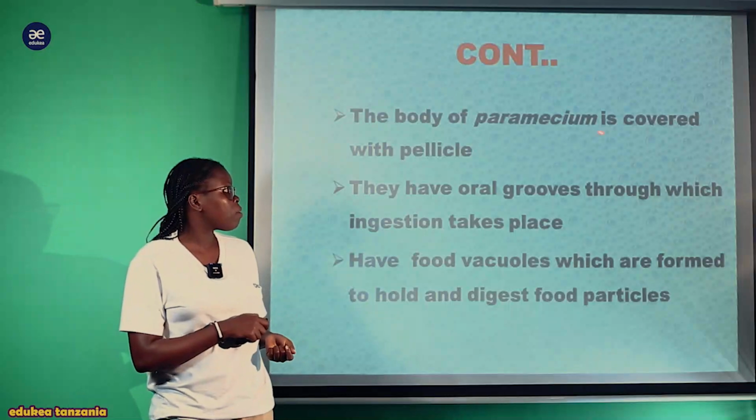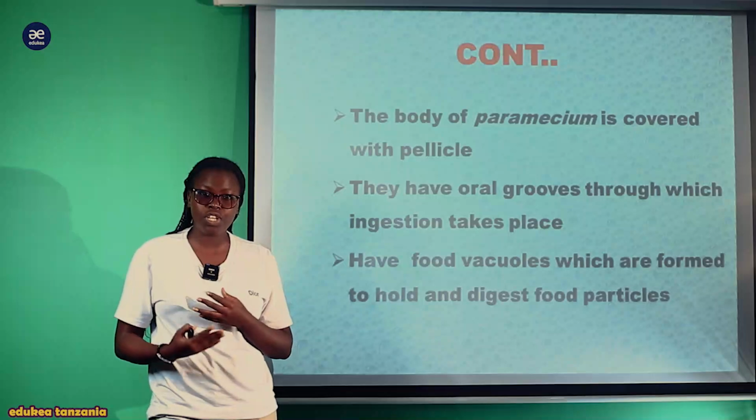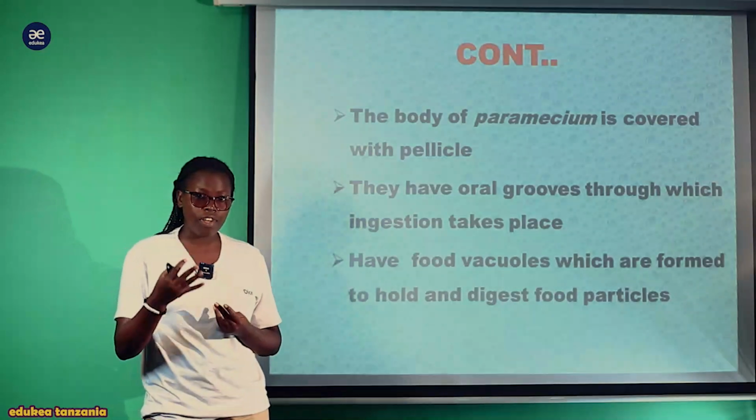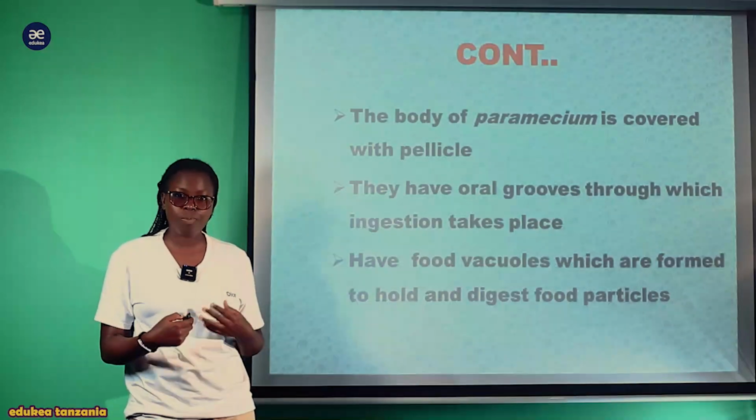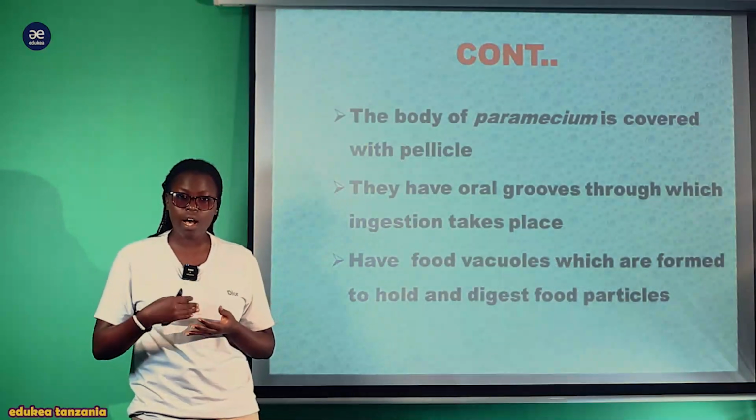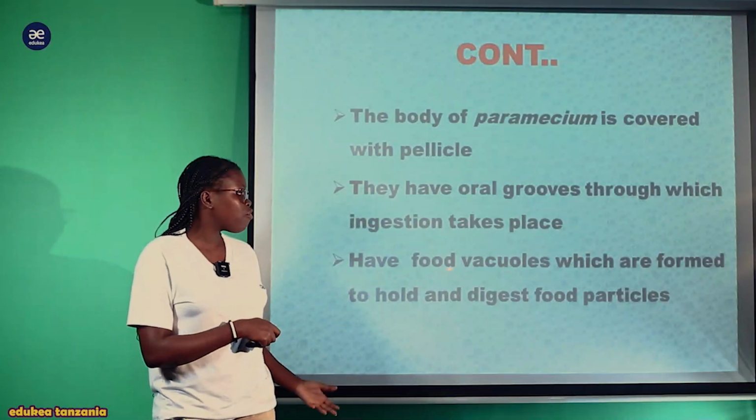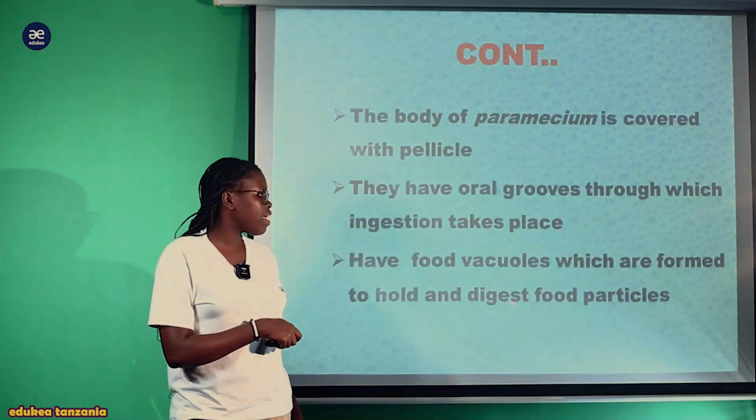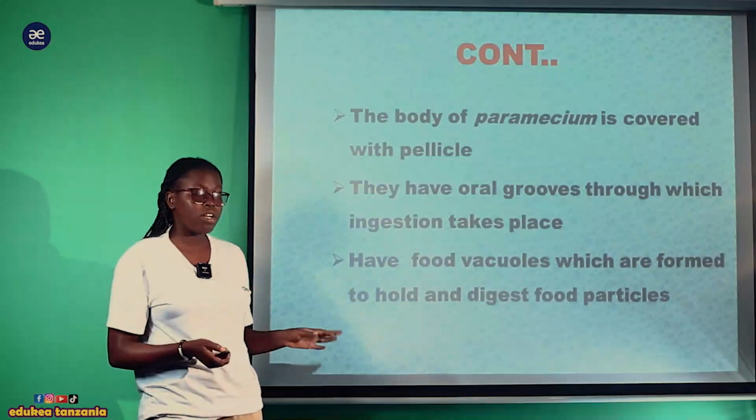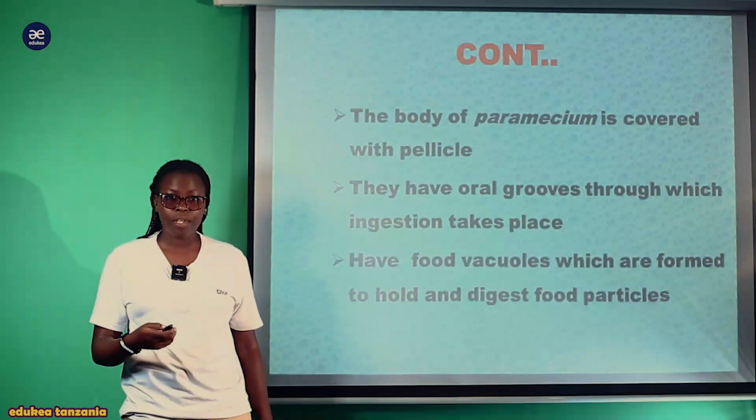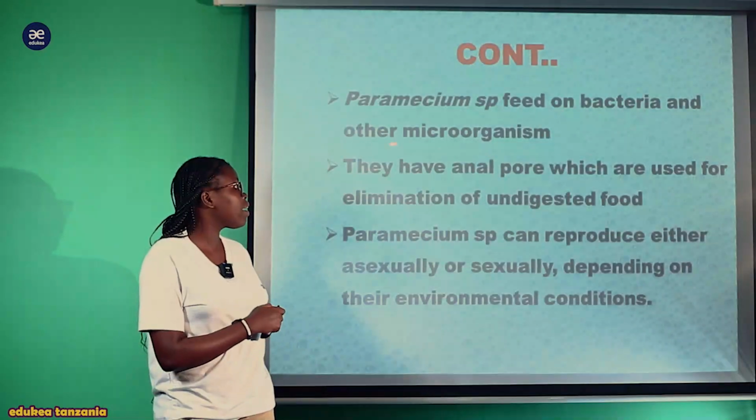Now, the body of the paramecium is covered with pellicle. Pellicle is used for the maintenance of the shape as well as protection against the host's digestive enzymes. Also, they have an oral groove through which ingestion takes place. We use this oral groove for eating, or taking food into the mouth. That is the meaning of ingestion. Also, they have a food vacuole which is formed to hold and digest food particles. Likewise, they have food vacuoles for temporary storage and holding of the food particles before digestion or excretion.